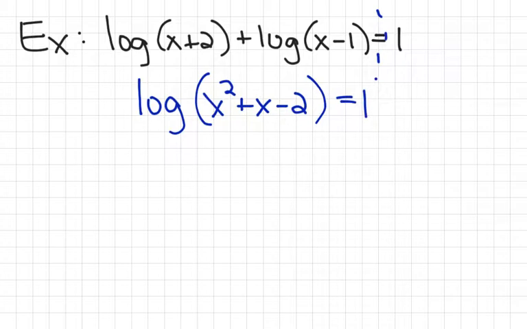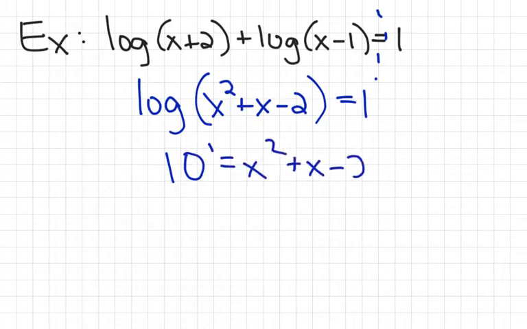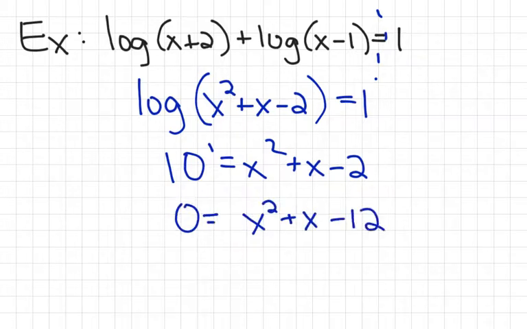Now I'm going to put this in exponential form. The base is 10, so 10 to the 1st is equal to x squared plus x minus 2. This is just a quadratic equation, and in order to solve quadratic equations, it has to be equal to 0. So I'm going to subtract the 10 from the other side.